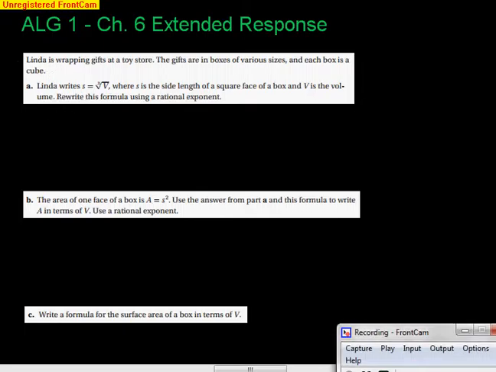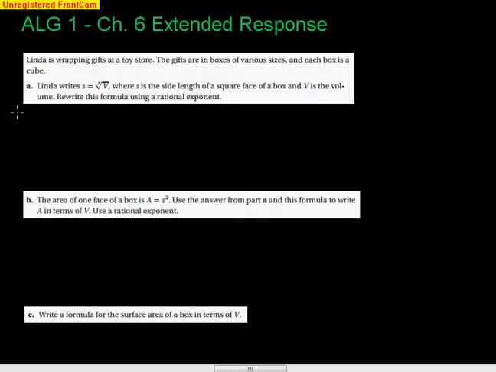Okay? So first of all, let's get a visual. Do you know what a cube is? A cube is a box that is made up of all squares. So if you make the front square, and you make the back square, and then you connect. Right, there's a cube. So it has 6 faces, and they are all squares.